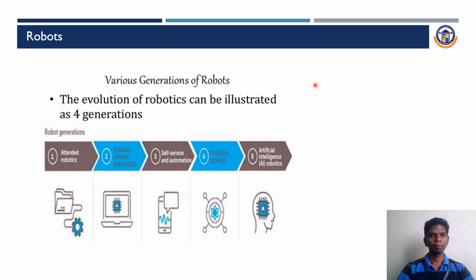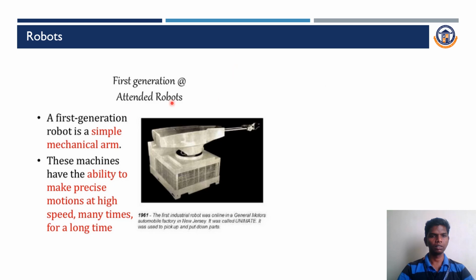This one shows the various generations of robots. There are five generations in the current world. The first generation is a simple mechanical arm. This mechanical arm is used to hold a product, or for pick and place work. This kind of robot is called a first generation robot.